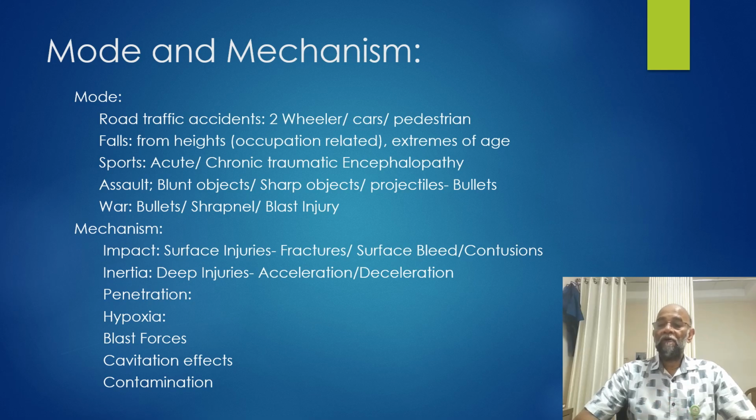An analysis of statistics. Let us go on to the mode and the mechanism by which the brain is getting injured. The mode of accident, head injuries. Road traffic accidents are very common. The other causes include falls from heights in younger people and falls even at the same level at the extremes of age. Small children and older people, because of loss of balance, tend to suffer head injuries by falls.